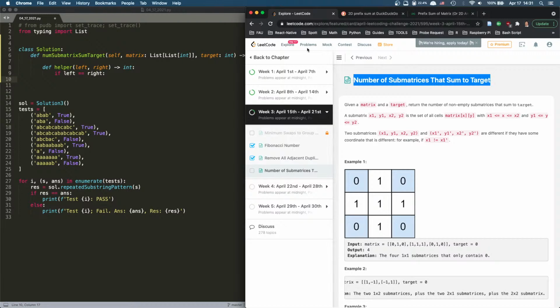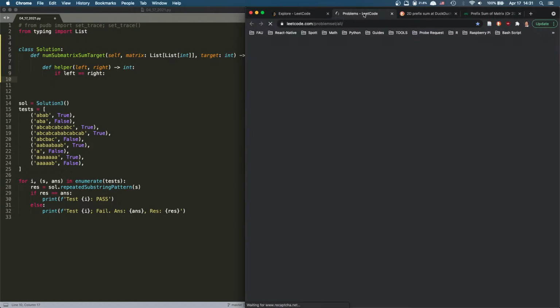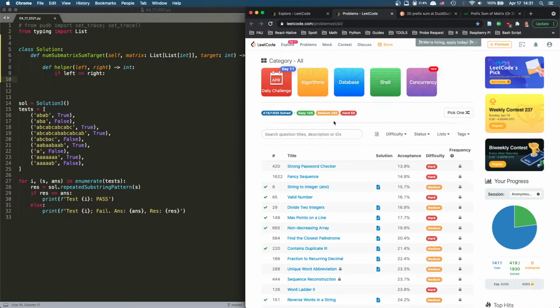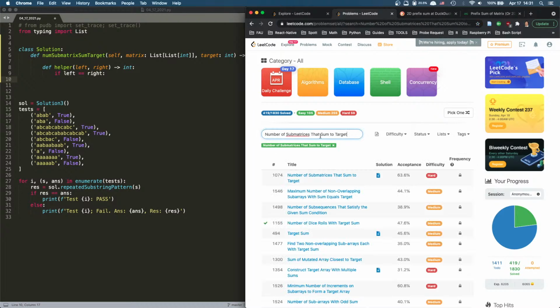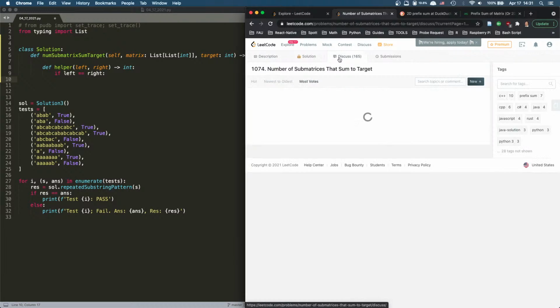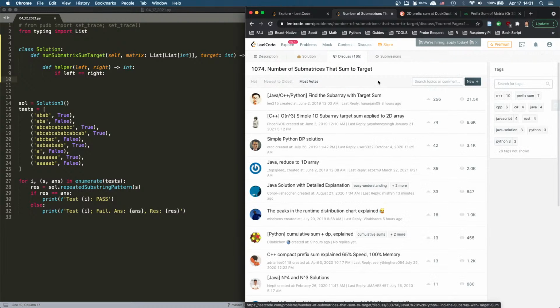All right, let's take a look. How is this one solved? Yeah, I know it's a hard one. Do we have a solution? Solution is not available. All right, find the subarray with O(n^3) cumulative sum plus DP. All right, let's see.